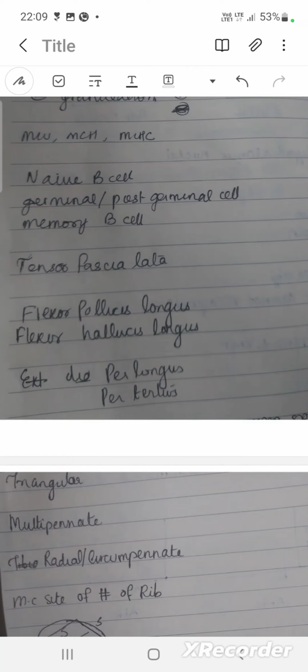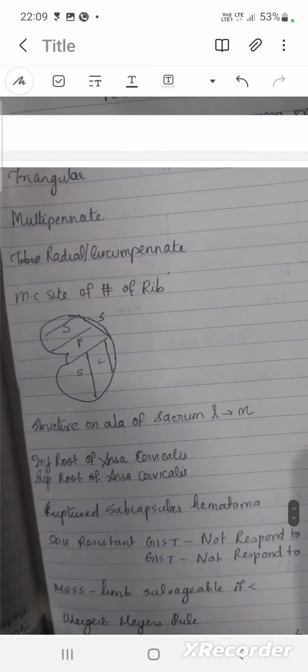Flexor pollicis, so these are actually which type of muscles? Flexor pollicis longus, most of the upper limb it is unipinnate. Flexor pollicis longus unipinnate, flexor hallucis longus bipinnate, peroneus longus and tertius. So you know that longus is the bigger one, tertius is unipinnate, longus is bipinnate. Triangular muscle is trapezius, multipinnate is deltoid. Radial circumpinnate is tibialis anterior.